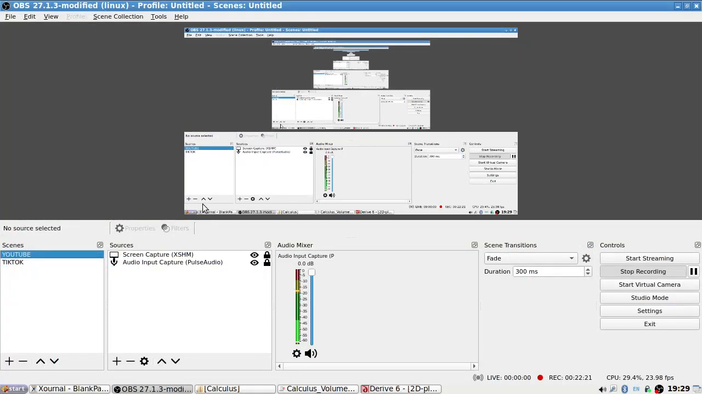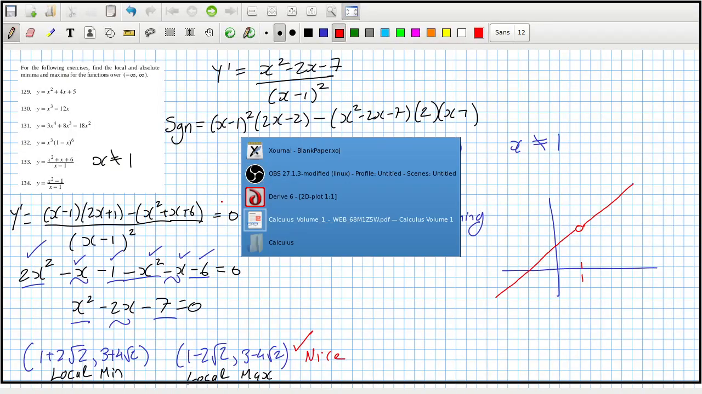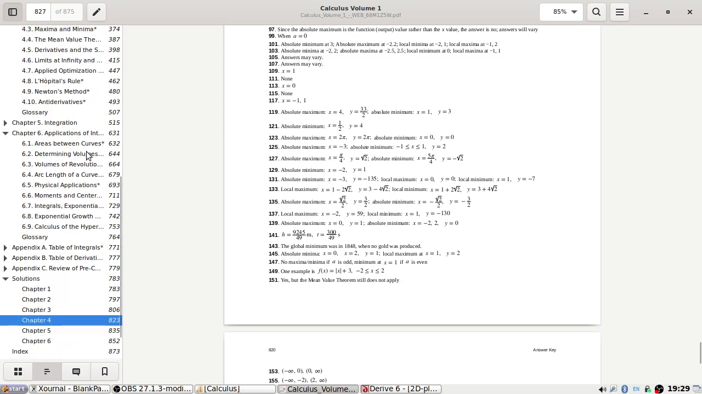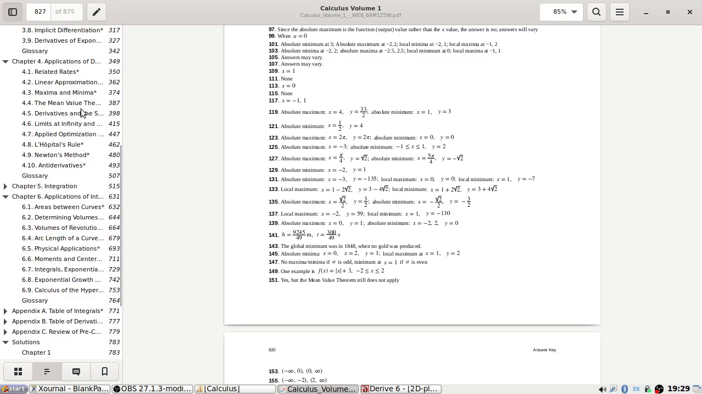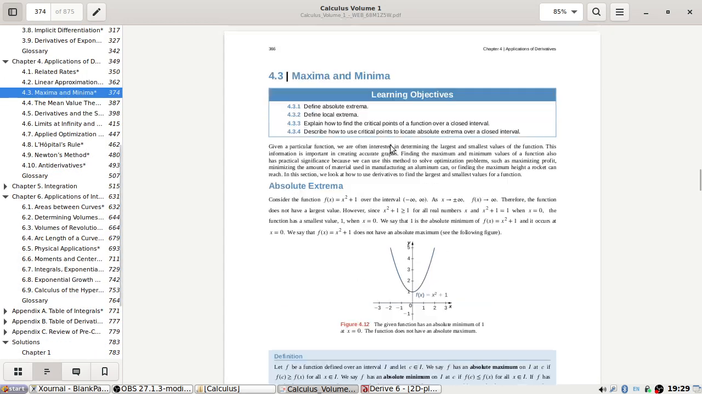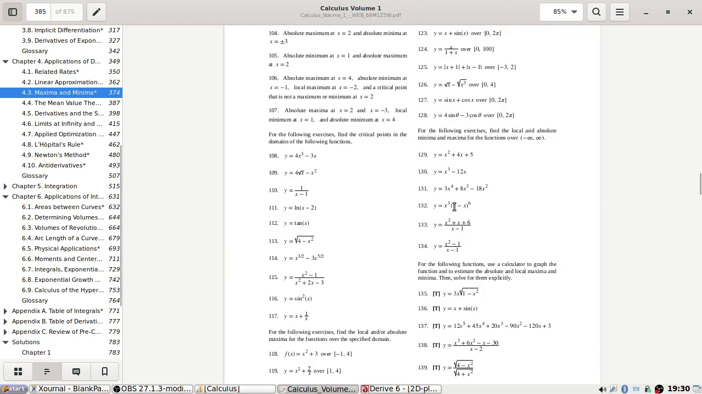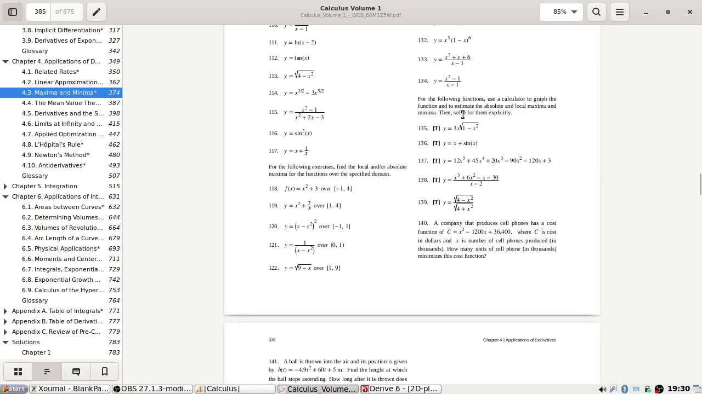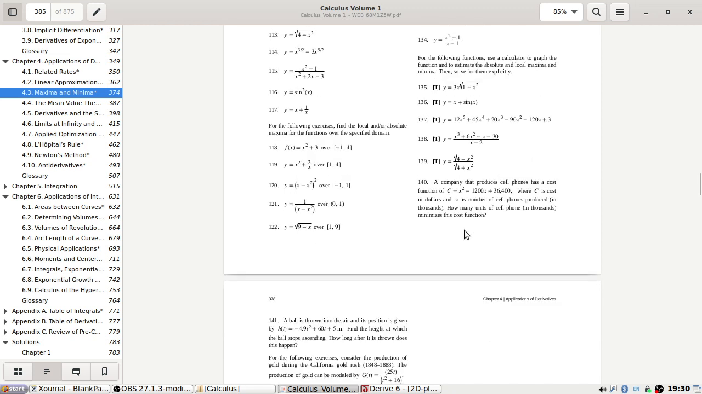Okay. That's a good place to wrap it up there for today, I think. What's happening next time? Tech questions. For the following functions, use a calculator to graph the function and estimate the absolute and local extrema from the graphs, and then some story questions after that.